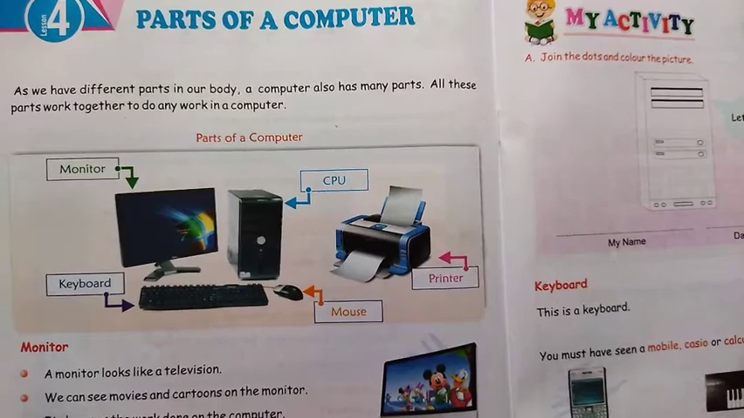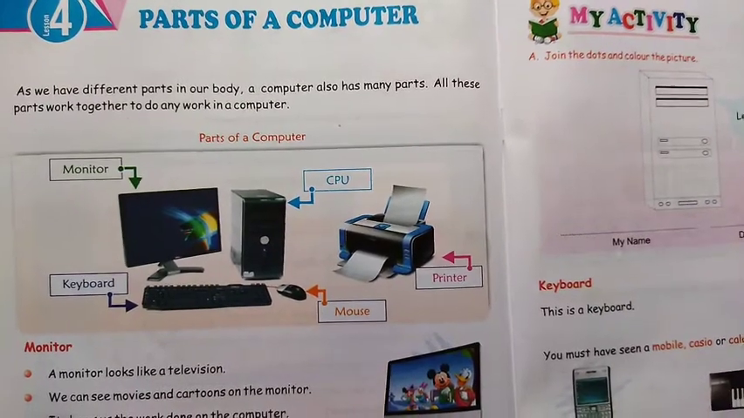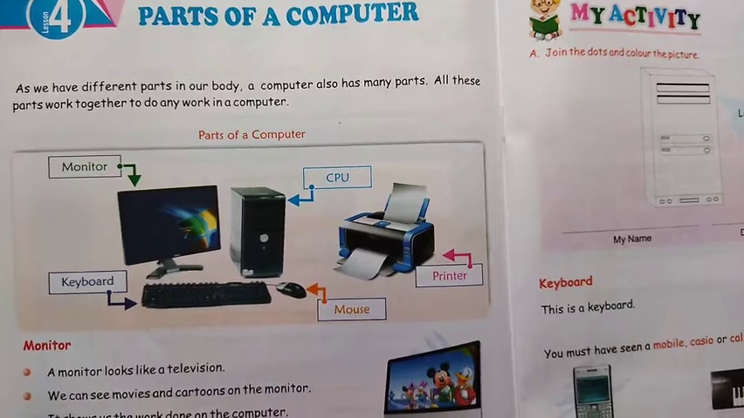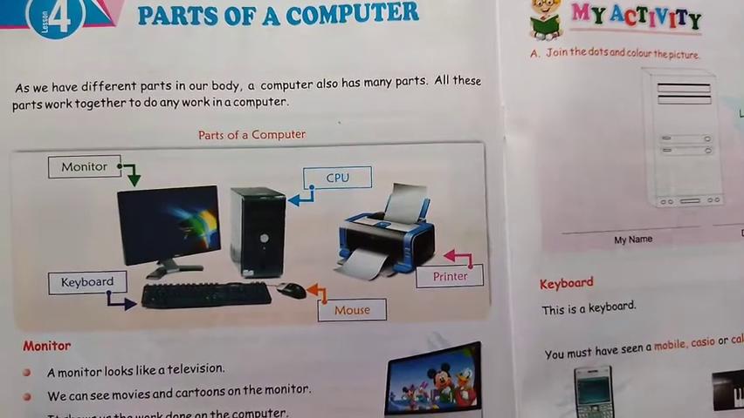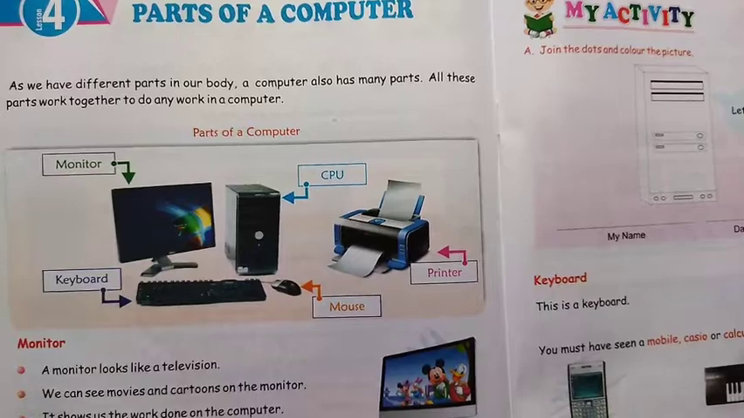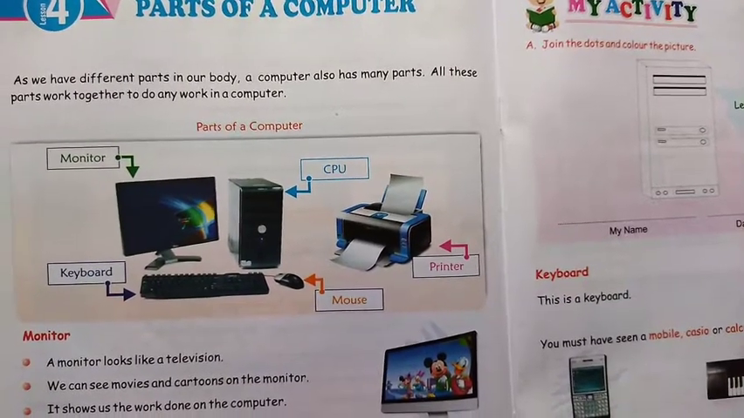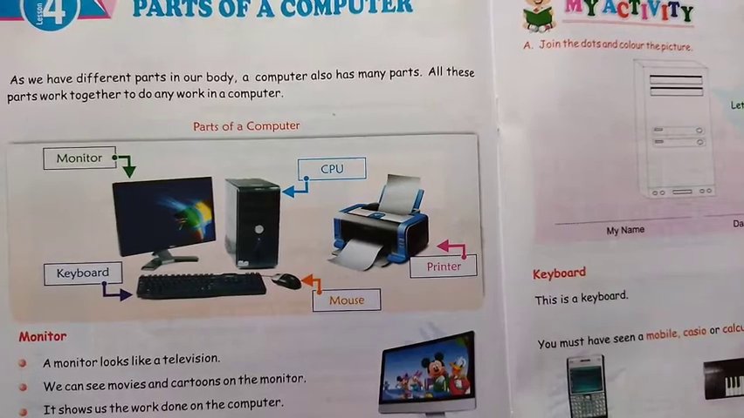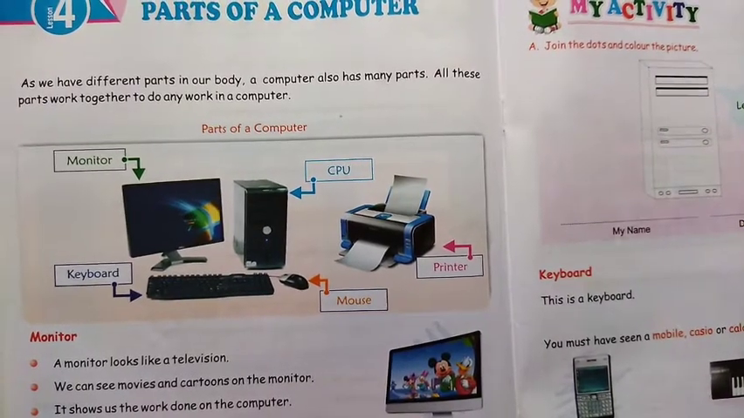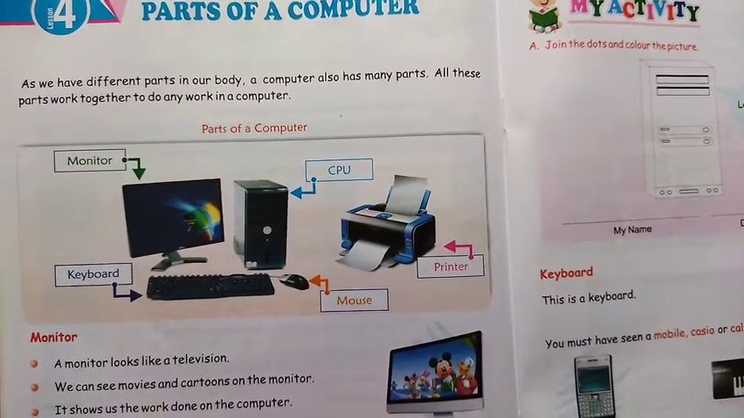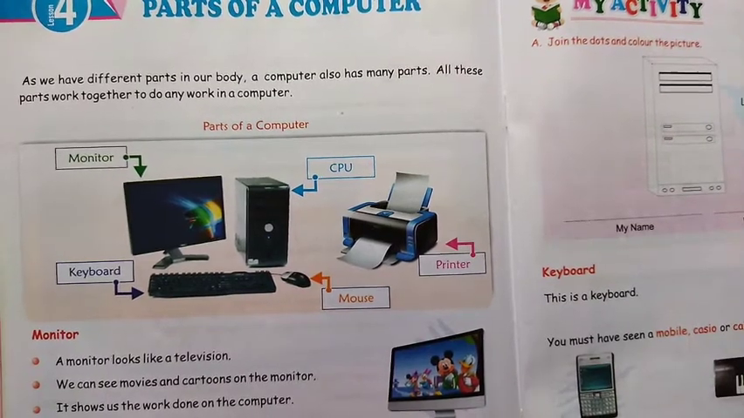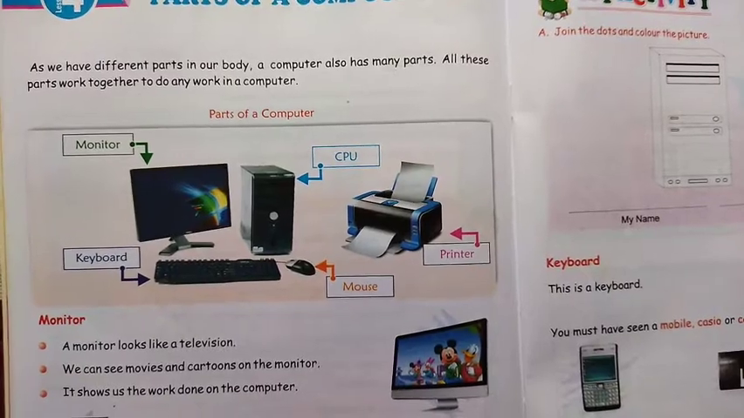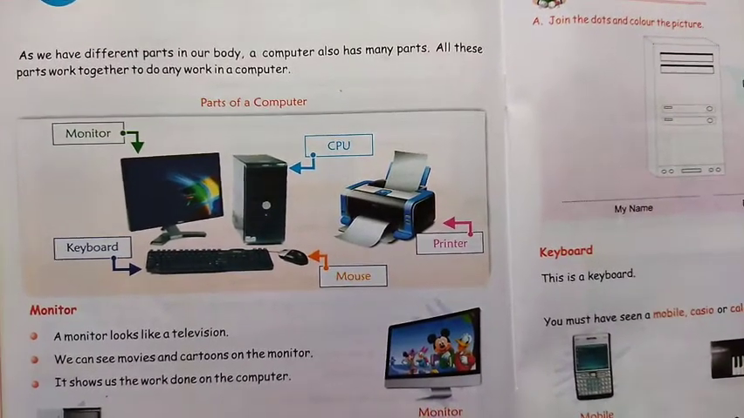So as we have different parts in our body, a computer also has many parts. All these parts work together to do any work in a computer. As we have many parts in our body, suppose we have eyes, nose, ears, hands, legs, all these parts help our body to work together. So a computer also has many parts. Let's see how many parts of a computer there are.